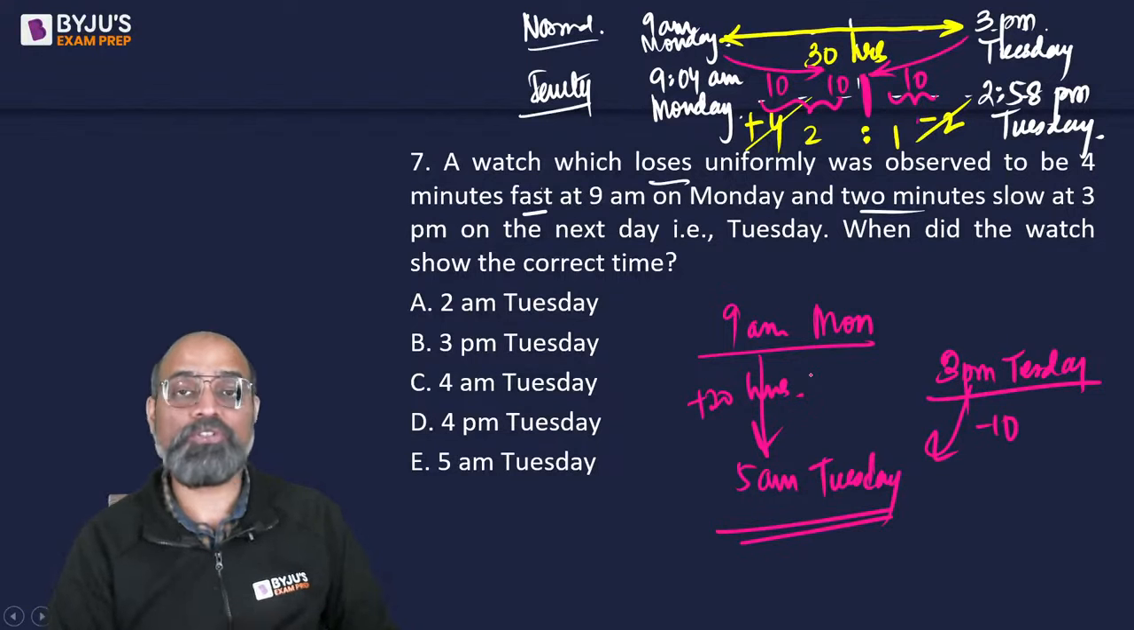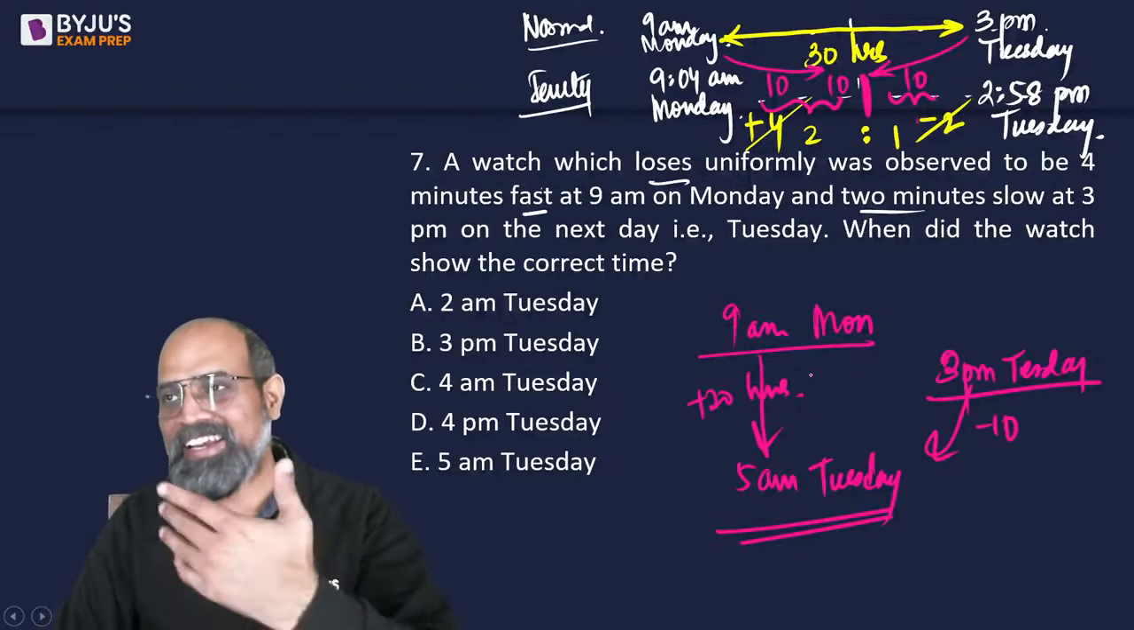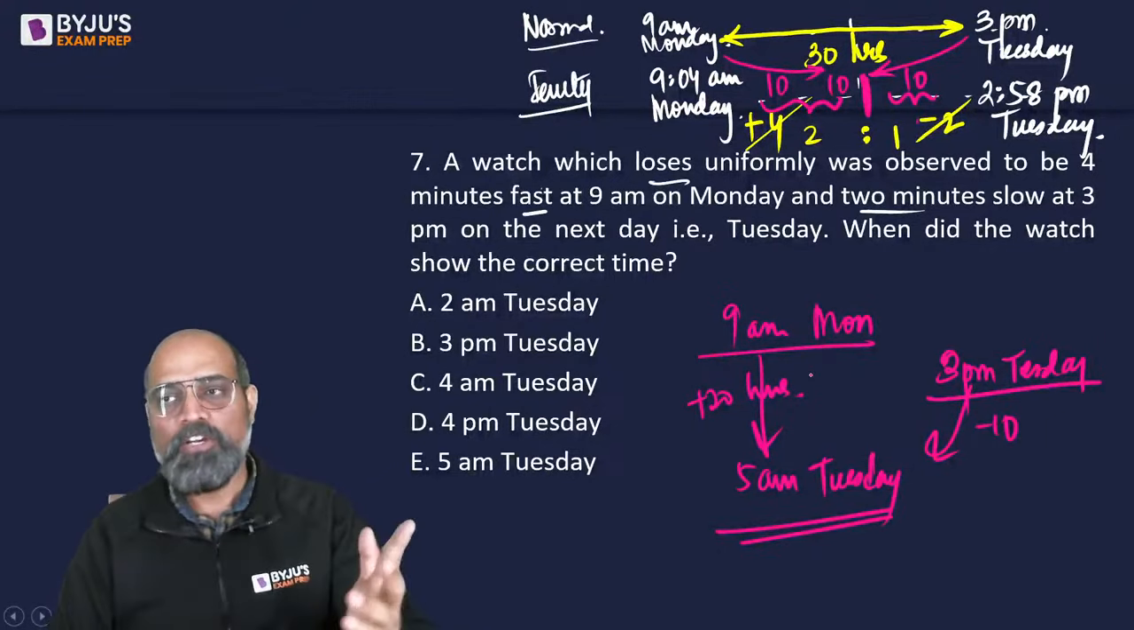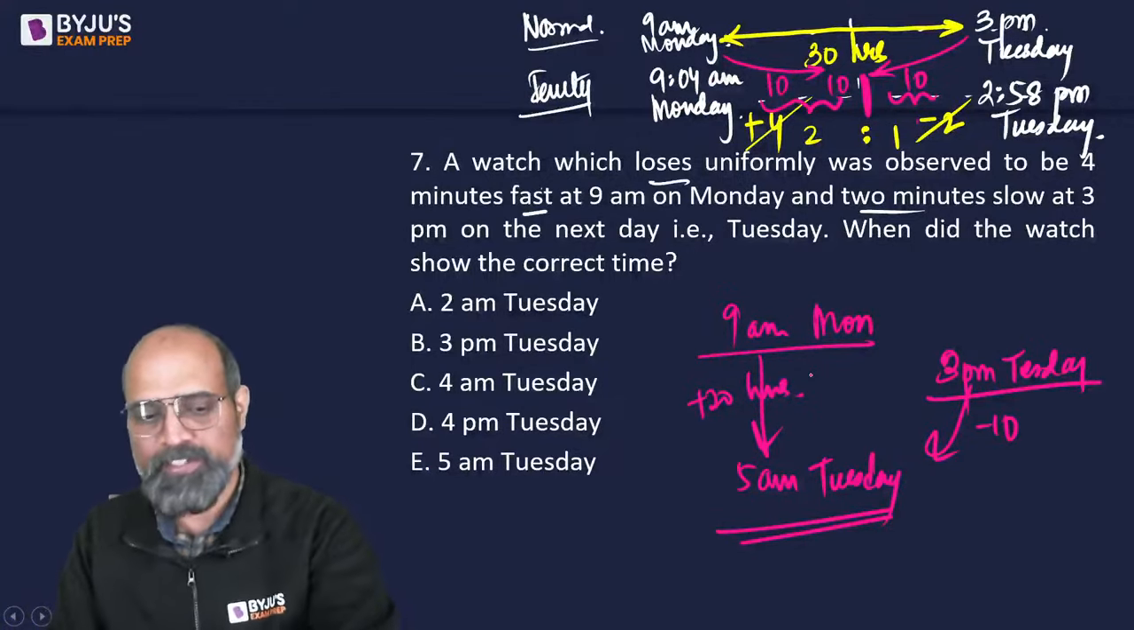Okay, so this is how you solve questions when at a particular time a clock was ahead or behind and later on it was behind or ahead. You find the entire interval divided in the ratio of whatever ahead or behind they were.